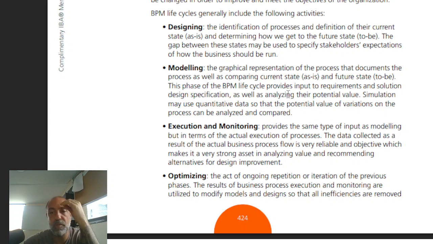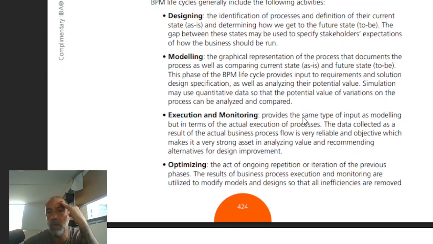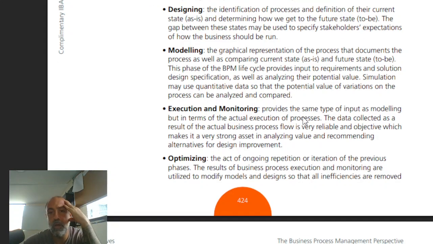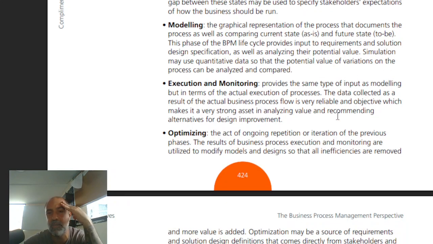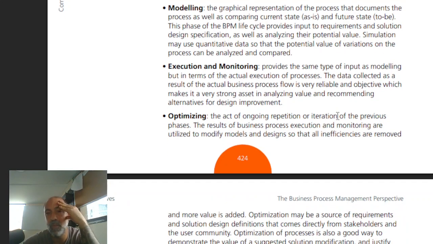Graphical representation of the process that documents the process, as well as comparing current state and future state to-be. This phase of the BPM lifecycle provides input to requirements and solution design specifications in the modeling part, right? As well as analyzing their potential value. Simulation may use quantitative data so that the potential value of variations on the process can be analyzed and compared. So you simulate, basically. With this process, you discover where it starts or where it wants to go. And you see what the requirements for the solution are, or what kind of solution would work, and that you're modeling it, right?